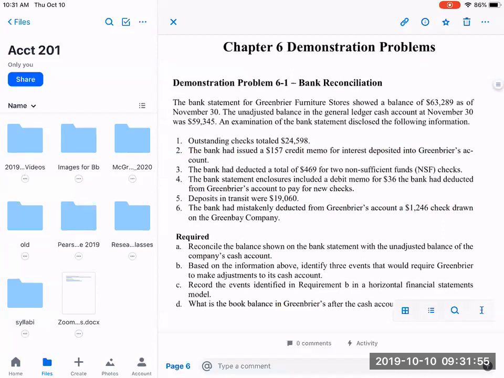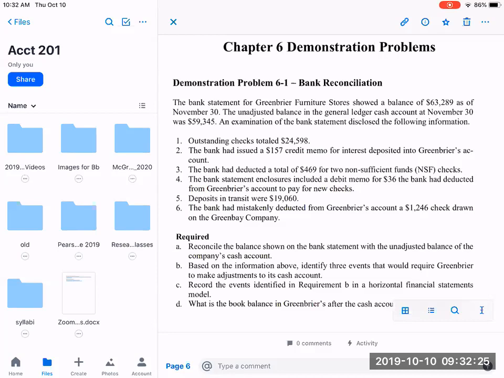We're going to look at the bank statement for Greenbrier Furniture Stores, and it showed a balance of $63,289 as of November 30th. The unadjusted balance in the general ledger cash account at November 30th was $59,345. After we look at the bank statement and then at the general ledger, or our books, which is essentially like the check register that you have, okay? When you look at your check register and your online banking, or the statement, they typically have different balances.